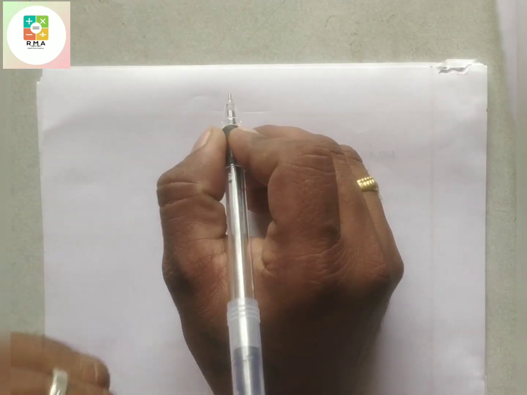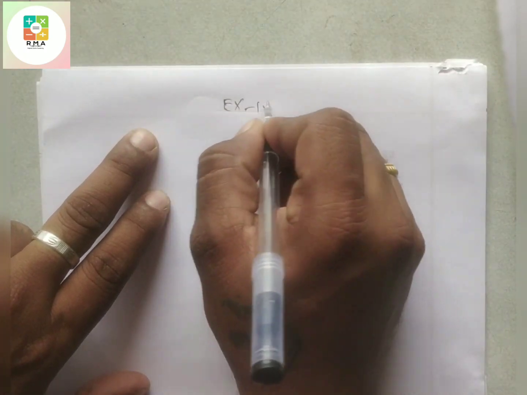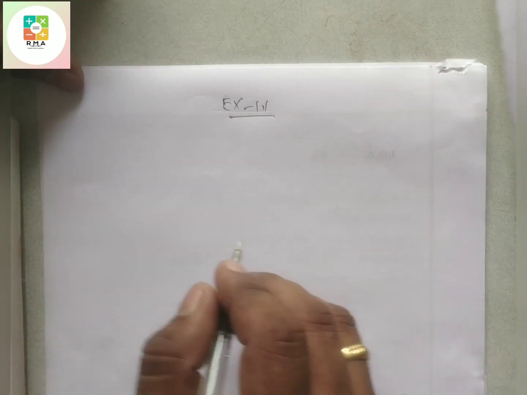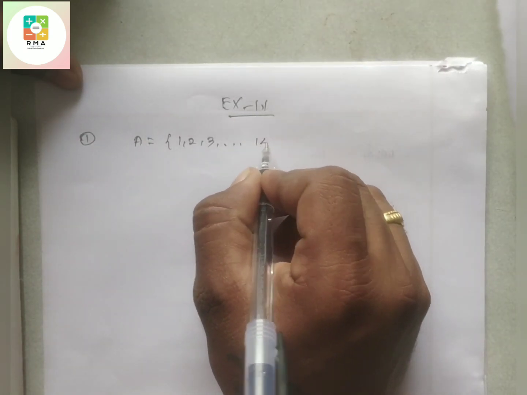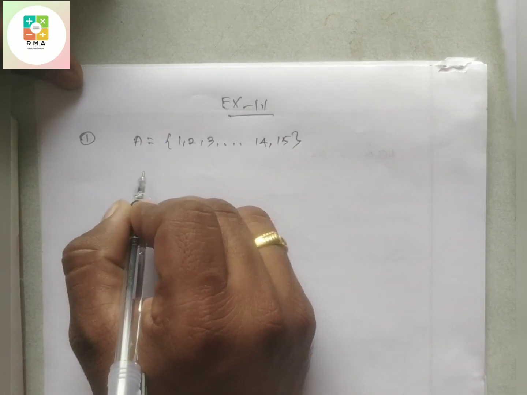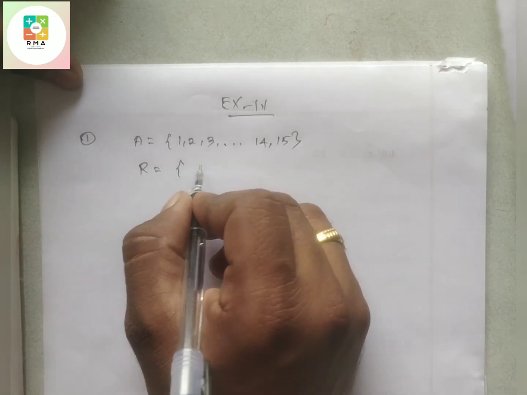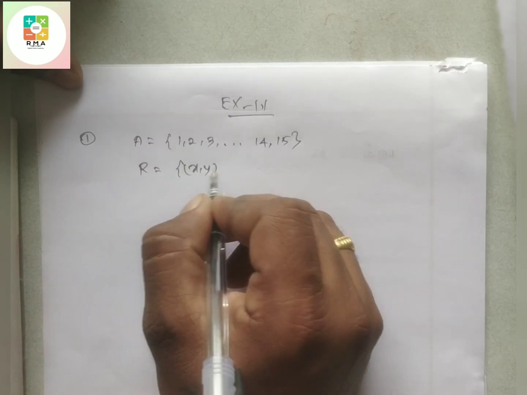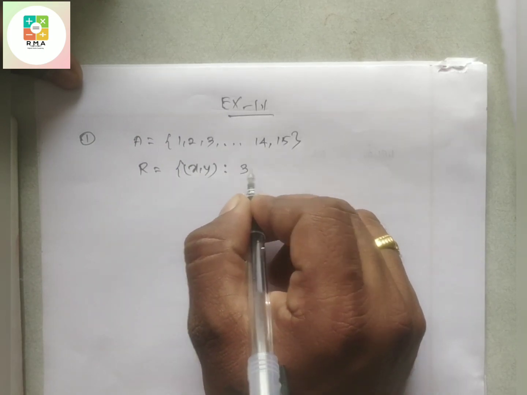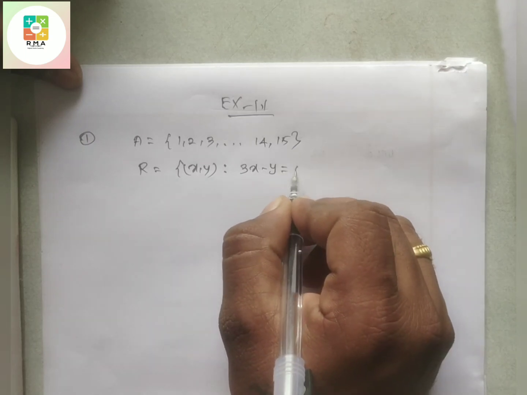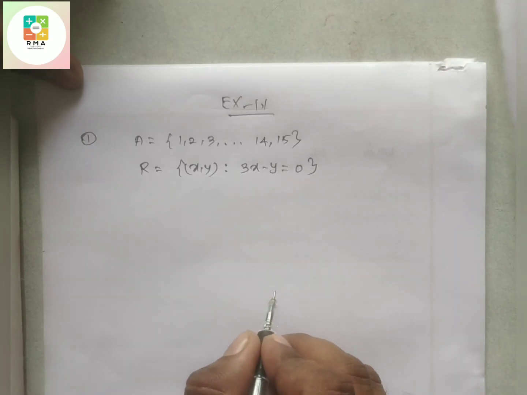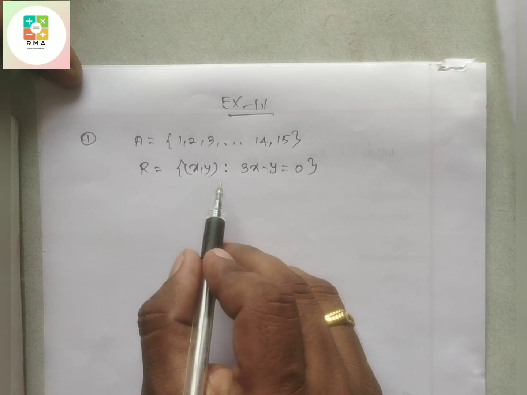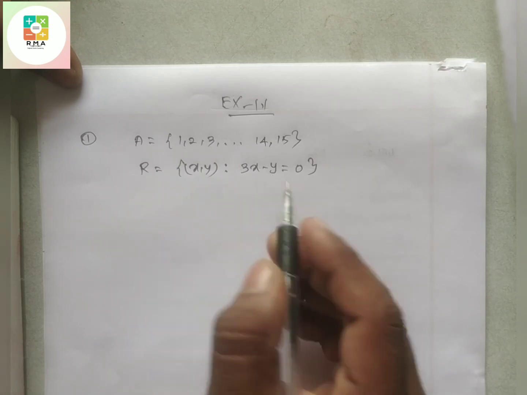We will see exercise 1.1 first problem today. What is the problem given? We have to check whether the given relation is symmetric, reflexive, transitive or not. The given set is 1, 2, 3, and so on up to 14 and 15. The given relation is the set of ordered pairs (x, y) such that 3x minus y equal to 0. So we have to first find what are the ordered pairs that will satisfy this equation.